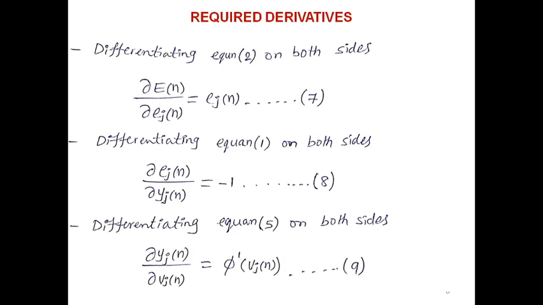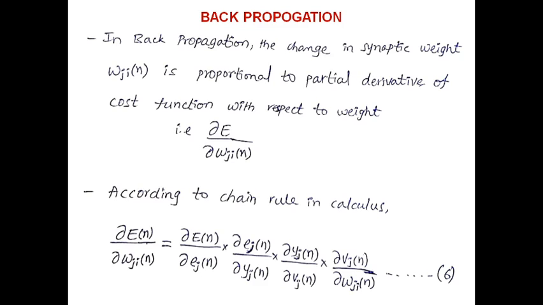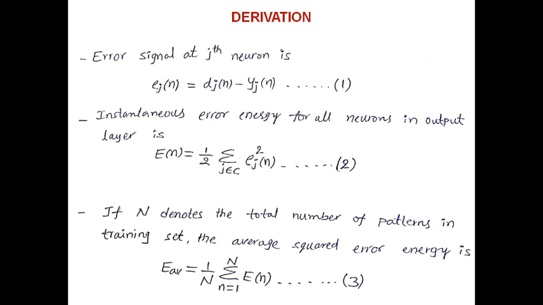Differentiating equation 2 on both sides. See, here we need to get the first ∂E(n)/∂wji(n). To get that one, first what we are doing, ∂E(n) is divided by ∂ej(n). See that equation 2, the error equation: E of n is equal to 1/2 summation j belongs to C ej square of n. So here we can differentiate with respect to ej of n. On the left side and right side, if we differentiate with respect to ej of n, ∂E(n) is divided by ∂ej(n). On the right side, if we differentiate, what do you get? Half into 2 into ej of n. So differentiating the capital E of n with respect to the small ej of n, you will get small ej of n.